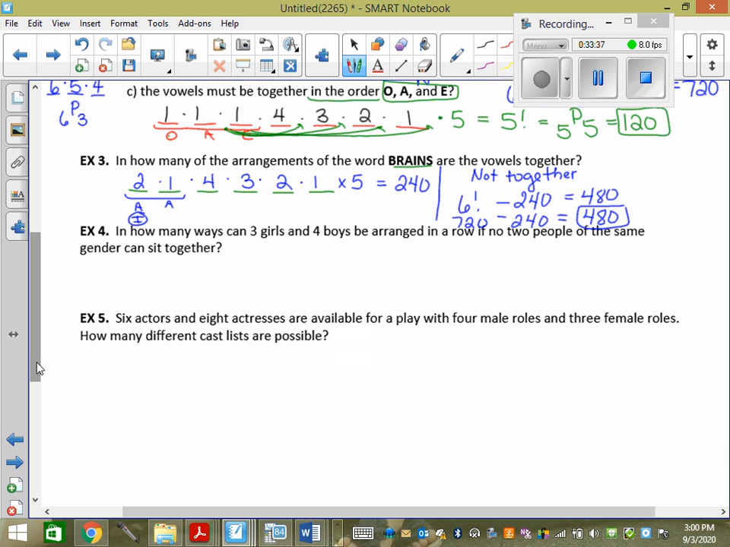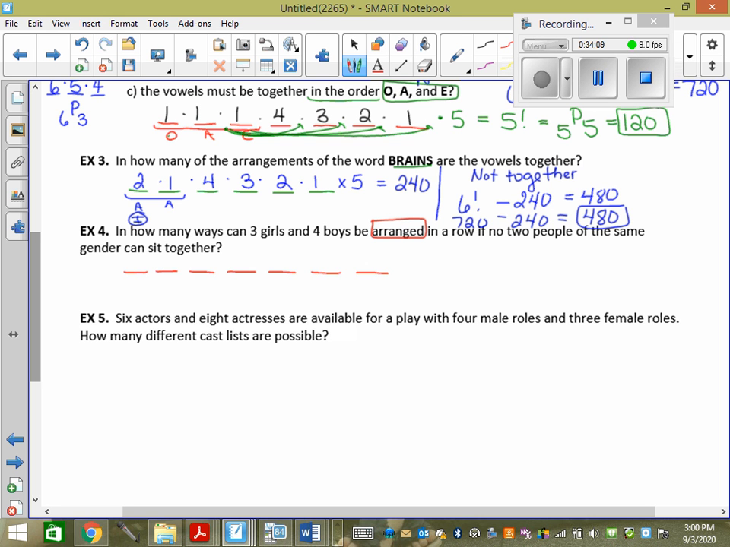Okay, we're going to look at example 4. In how many ways can 3 girls and 4 boys be arranged if no 2 people of the same gender can sit together? So, how many do we have? 7. 1, 2, 3, 4, 5, 6, 7. Does order matter in this case? Yeah, I'm arranging them. This is a huge giveaway that it's a permutation. If I'm arranging something, I can literally see that I can change it into something else, right?